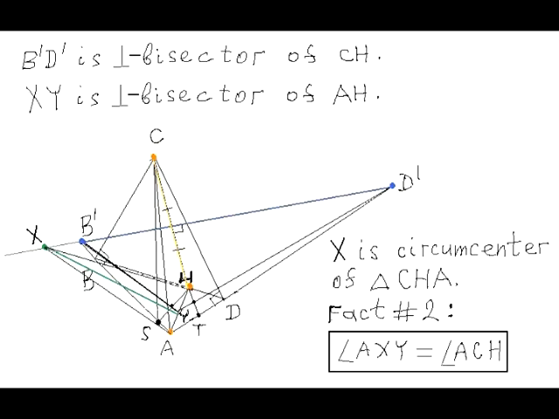The angle ACH, which is an inscribed angle in that circle, has measurement half of the measurement of angle AXH, which is the central angle of the same circle, subtended by the same arc AH. So angle AXY, half of this angle, has the same measurement as angle ACH.